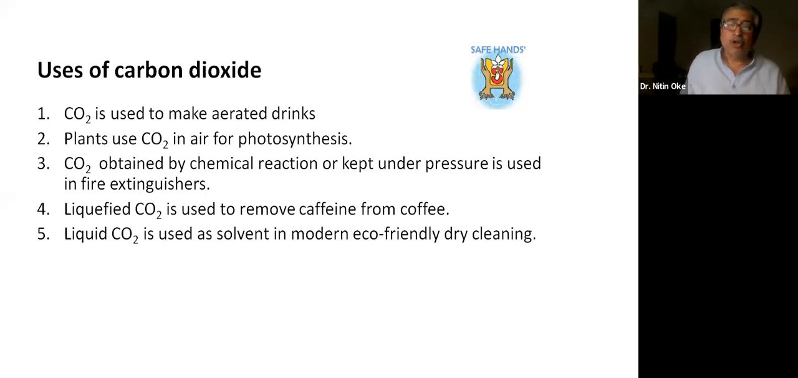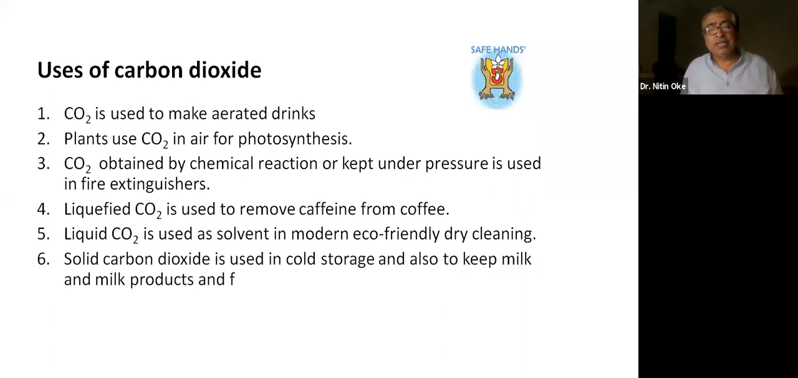Liquid carbon dioxide is also used as a solvent in many eco-friendly dry cleaning processes. Generally in huge factories, whenever dry cleaning is done, the solvent is liquid carbon dioxide. Many times it is petrol, if you might be knowing. So instead of that, liquid carbon dioxide is used.